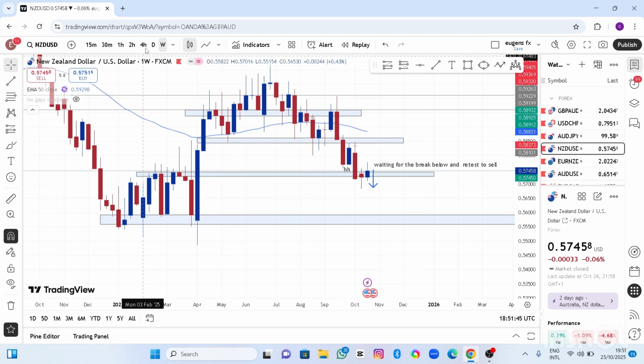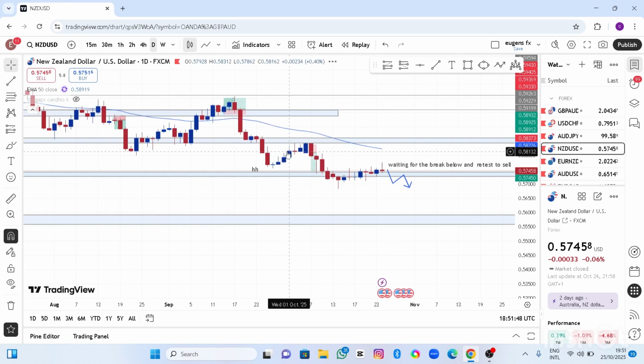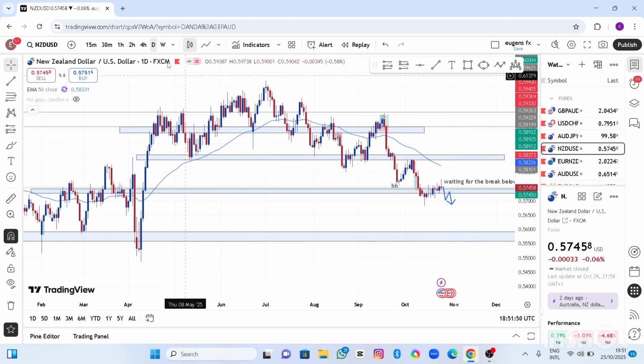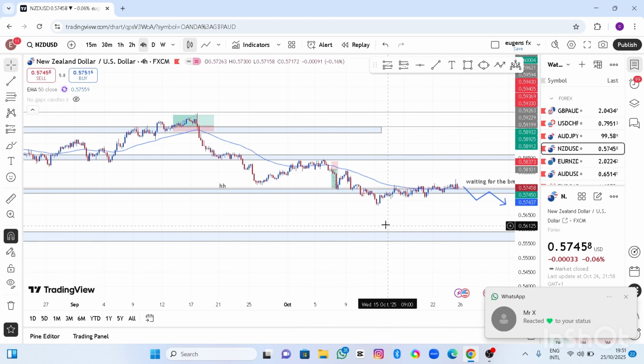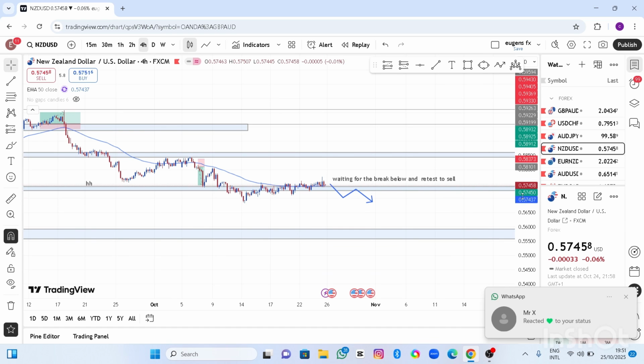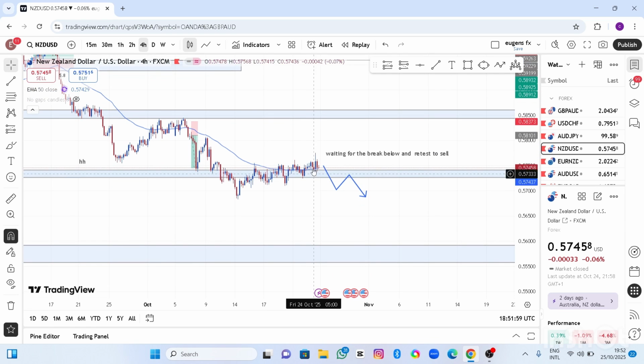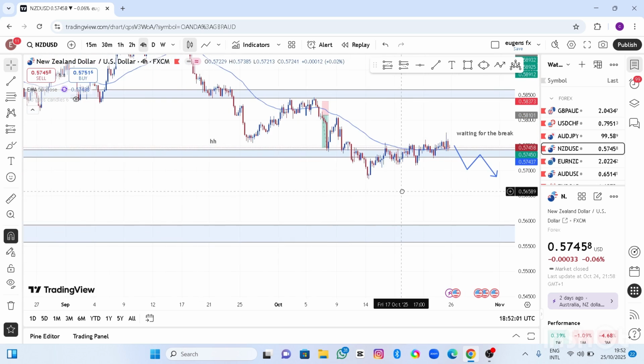NZDUSD is obviously bearish. The daily time frame is also bearish. And then the 4 hour is okay, the 4 hour is kind of bullish. So what I'm simply going to wait for here is a break below this area of interest and a retest to continue the sells to the downside.